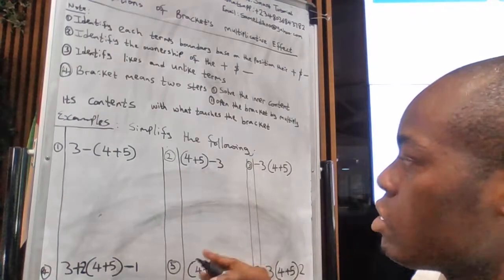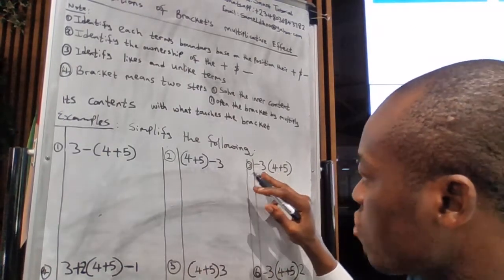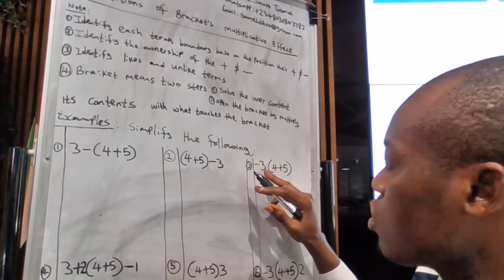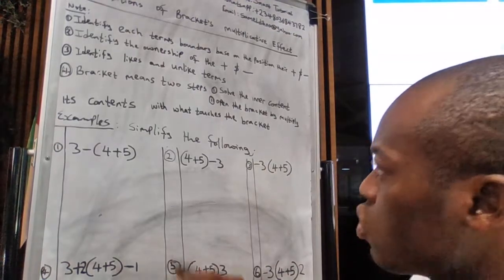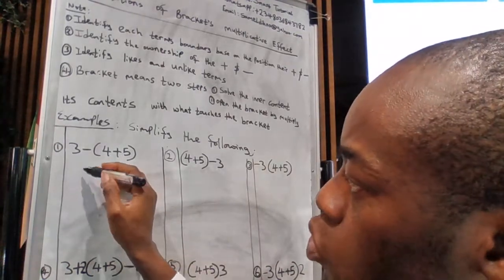So that is just it. The father owns the wife, owns the children. So you have to take note of this very well. So let's start with the solution.